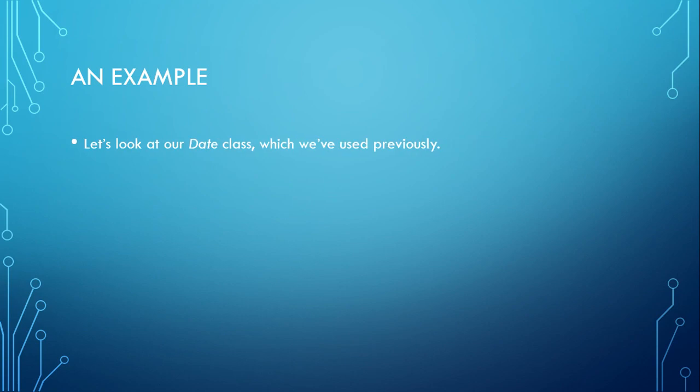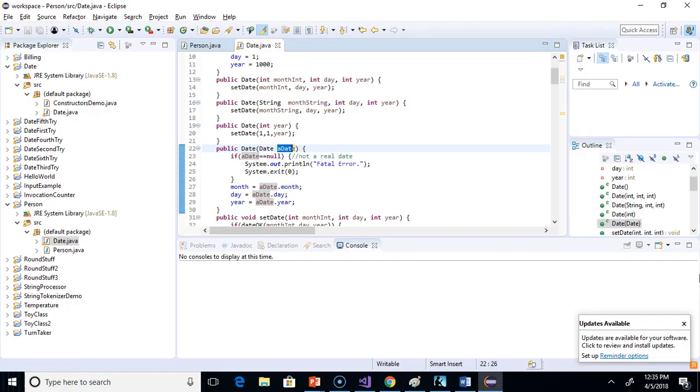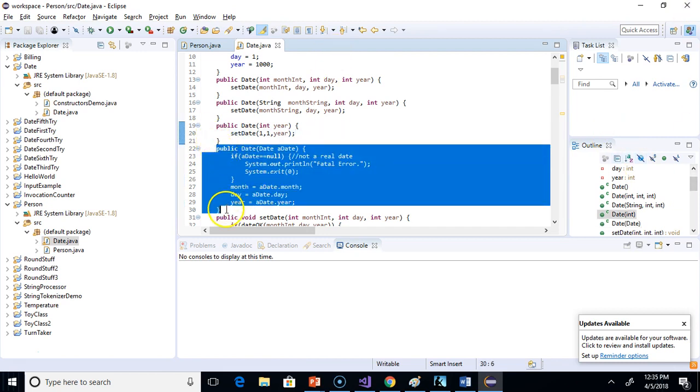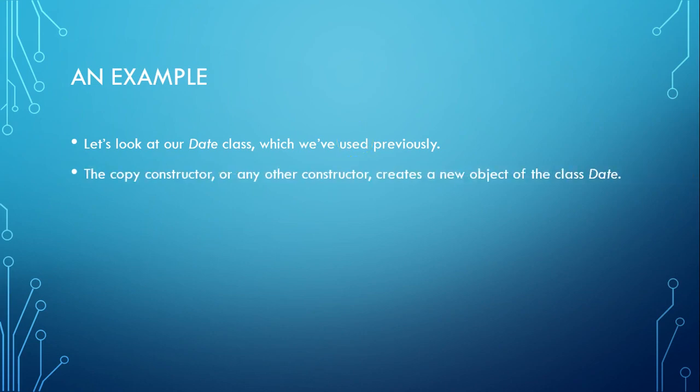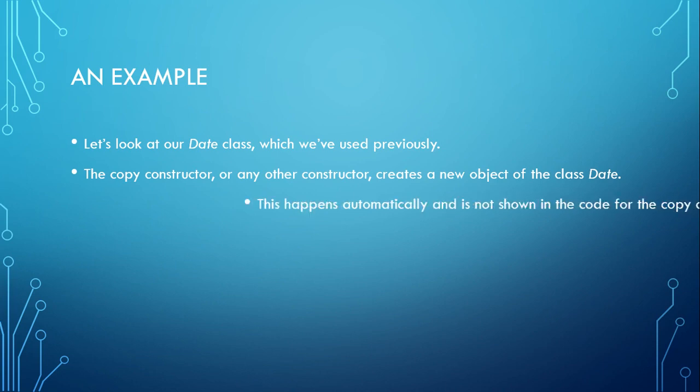We're going to take a look back at our Date class, which we've used previously. And here it is. Here's a Date class. And this right here would be the example of the copy constructor. We have public Date, and the parameter says Date object aDate. Now the copy constructor, or any other constructor really, creates a new object of the class Date.